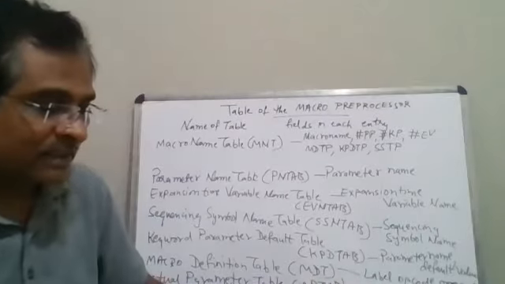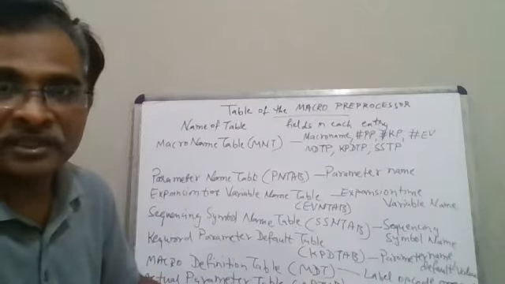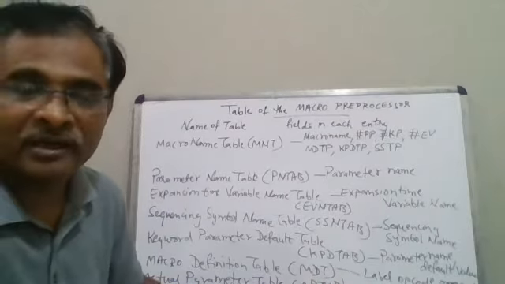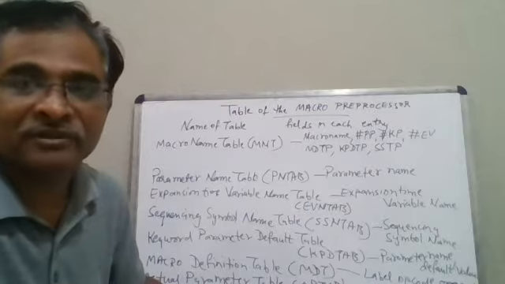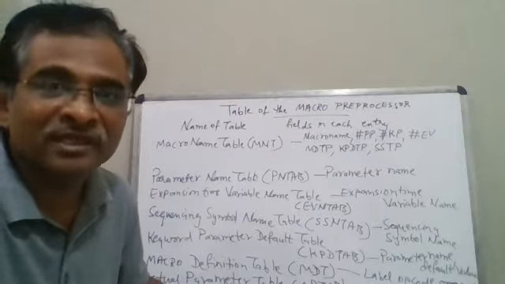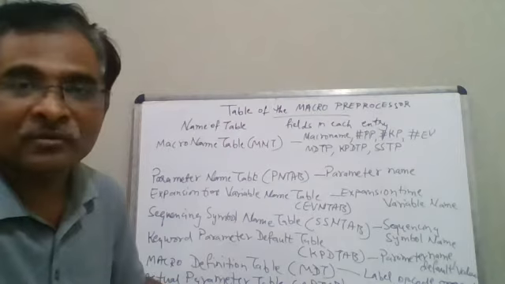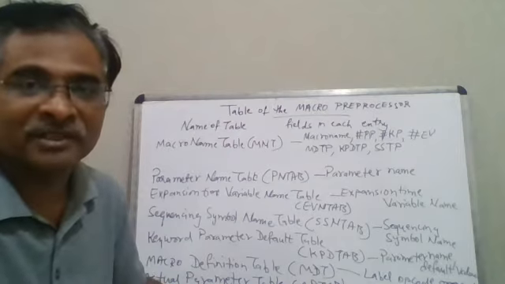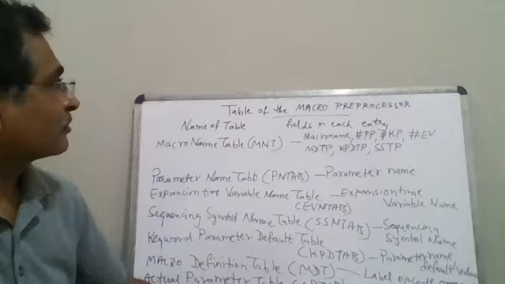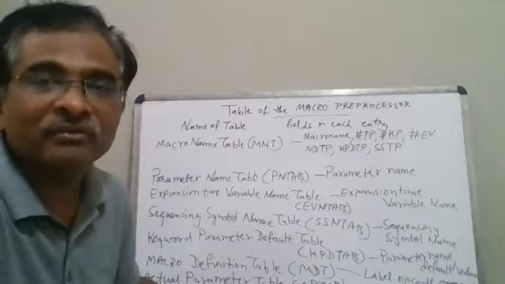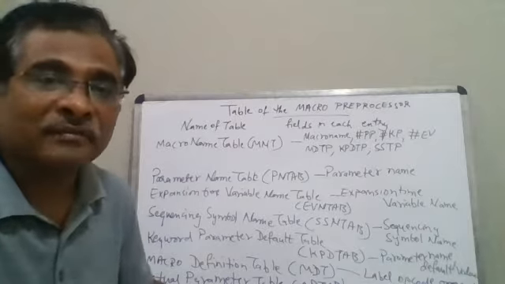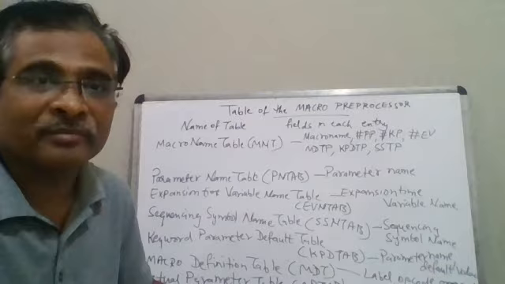So now let us discuss the tables of macro preprocessor. Earlier we have seen what is macro and how the expansion of the macro is taking place. We have seen various advanced directives of that, like AIF, AGO, and then local and global expansion variables. Now we are interested to see what are the various tables which would be coming up as part of the processing.